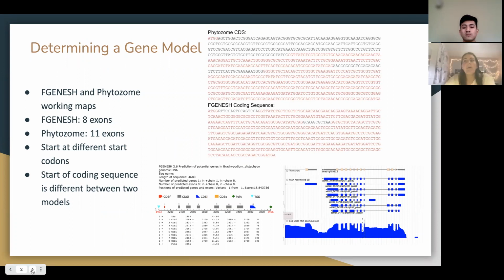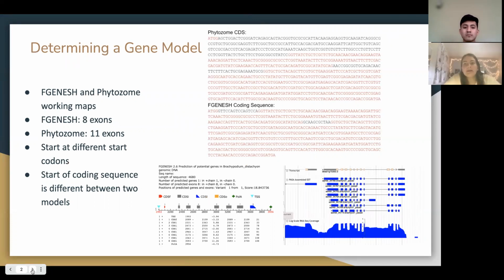So we did an ab initio model using FGENESH software and a homology-based model using Phytozome. The FGENESH model gave us 8 exons, and the Phytozome gene model gave us 11 exons for our predicted gene. And these can be seen in the 2 figures at the bottom.